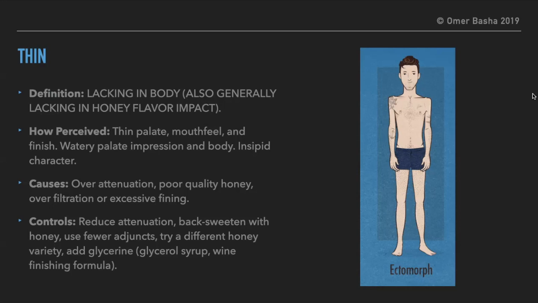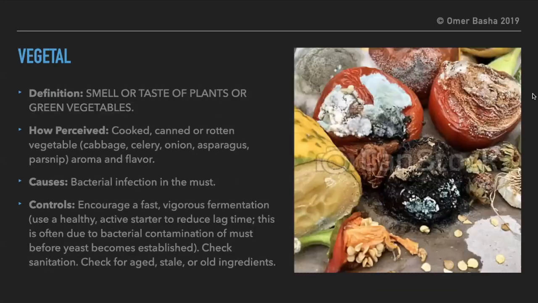And to control, you can reduce the attenuation by selecting a different yeast strain, back sweeten with honey, use fewer adjuncts, try a different honey variety. Some people even add glycerin or glycerol syrup or wine finishing formula to give it more body. So this is what to do when you encounter thin body in the mead.